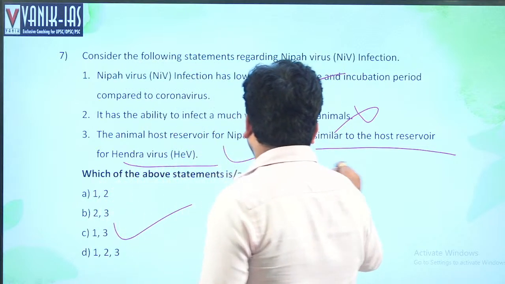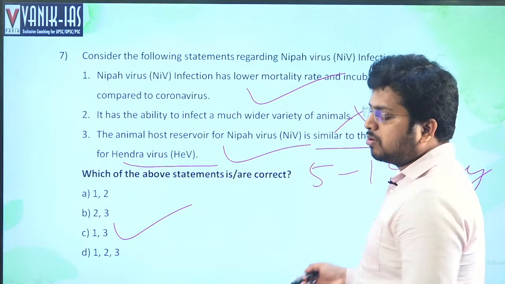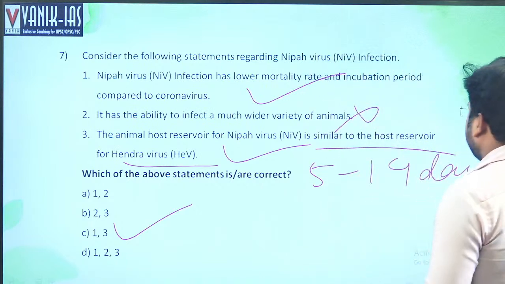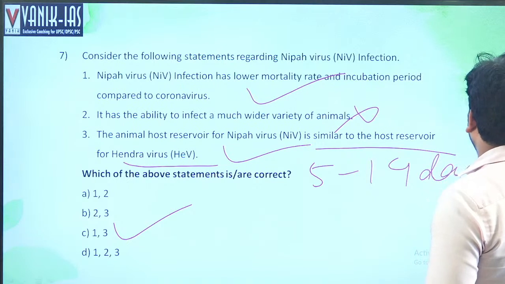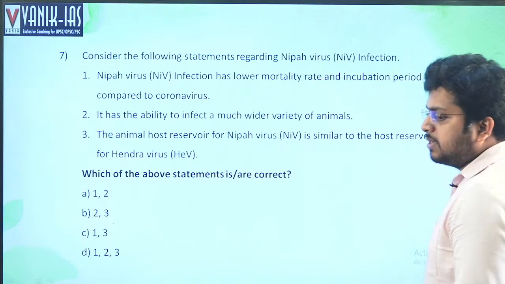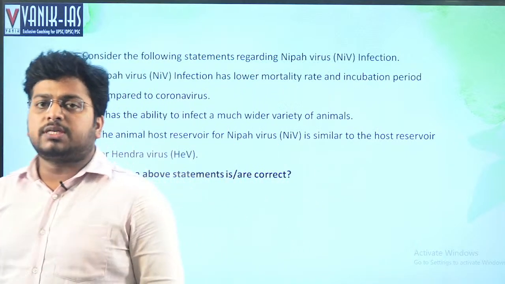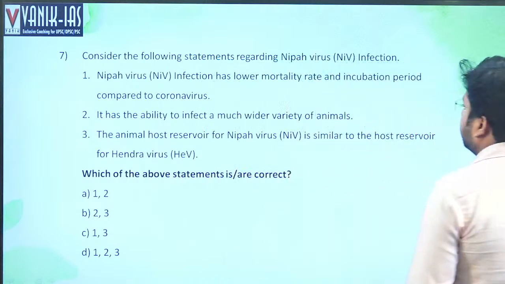Its incubation period is from 5 to 14 days, whereas COVID-19 has more than 14 days. So 1 and 3 are the right answer. Nipah virus is similar to Hendra virus. It's a zoonotic disease. Zoonotic disease means those diseases which came from animal to human beings, right? They are called zoonotic diseases.